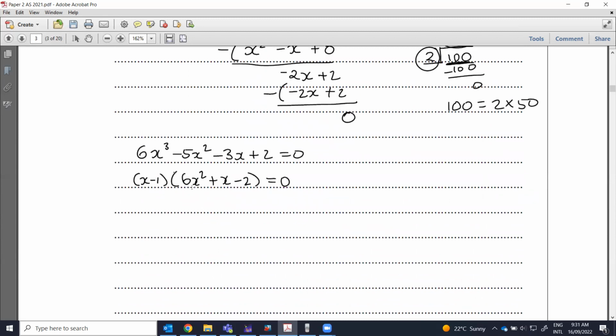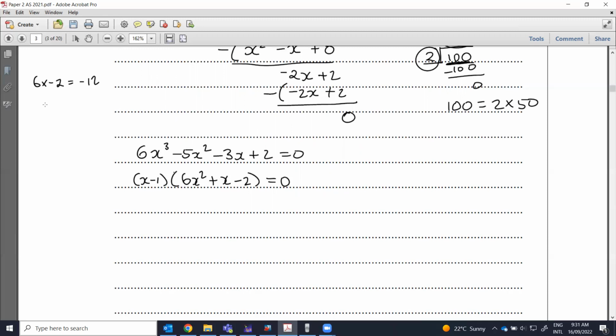Okay, so if I look at this second bracket here, this is just a quadratic trinomial, and we know how to factorize quadratic trinomials if they can be factorized. You look at this number 6 and minus 2, you multiply them together. So you say 6 times negative 2, this is negative 12. So you look for two numbers. When you multiply them, the answer is negative 12, and when you add them, the answer is positive 1.